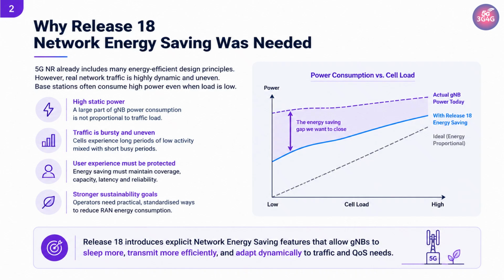The network is still available and ready to serve users, but it may not need all radio resources to remain fully active. Operators therefore need more explicit and granular ways to reduce gNodeB energy use without harming performance. Energy saving cannot come at the cost of coverage, capacity, latency, reliability, or user experience. Release 18 targets this problem by introducing features that allow the gNodeB to sleep more, transmit more efficiently, and adapt dynamically to traffic and QoS needs.